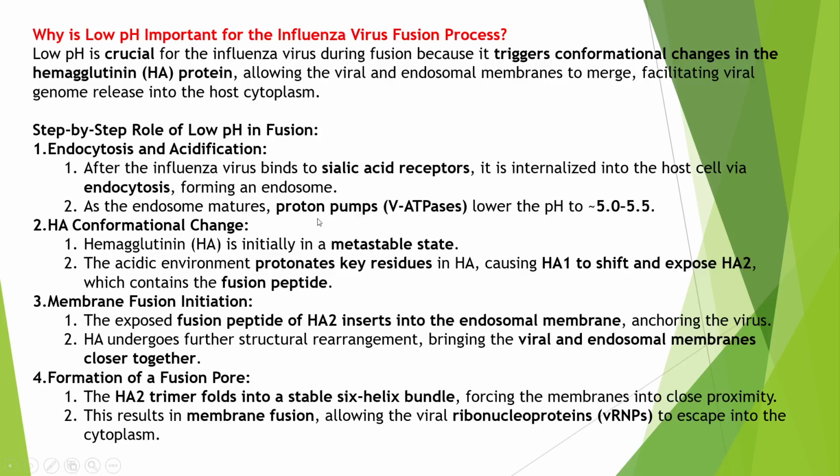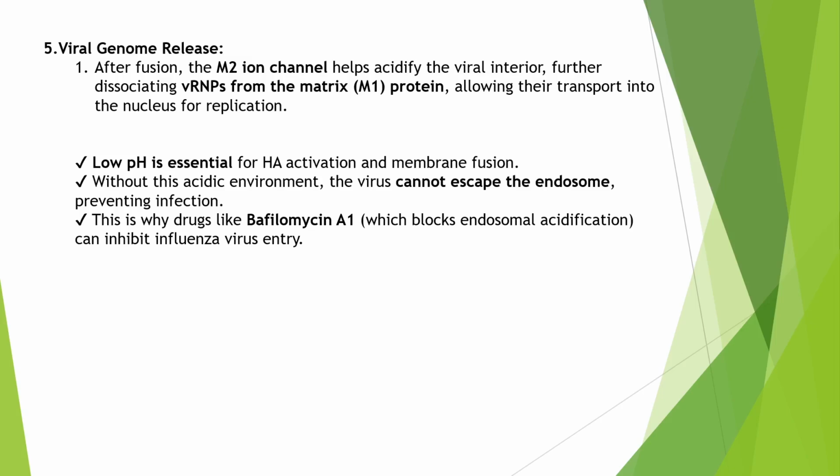Since pH plays a major role in the initial change of the HA conformation, which initiates the start of fusion, it is very important. Otherwise, the fusion will not occur, viral genome release will not occur, and the virus replication cycle cannot begin. So the low pH is essential for HA activation and membrane fusion. Without this acidic environment, the virus cannot escape the endosome, which will then prevent the infection.